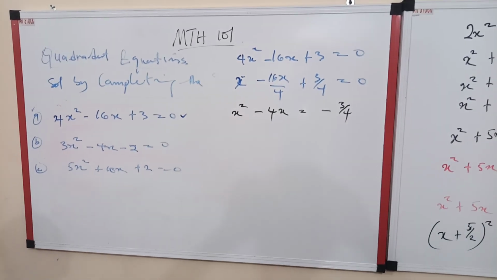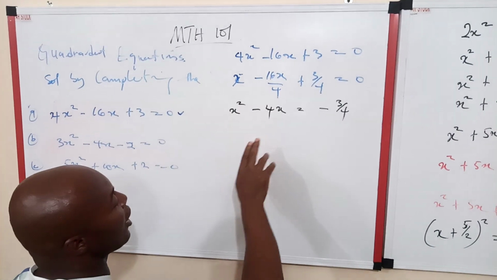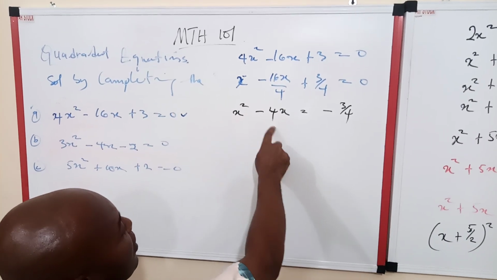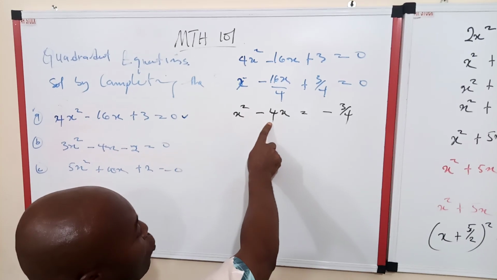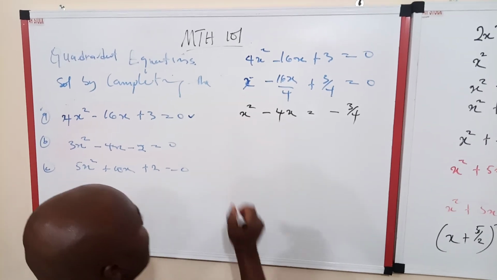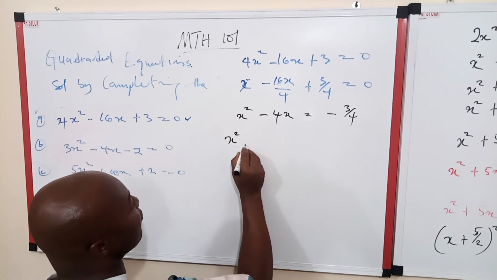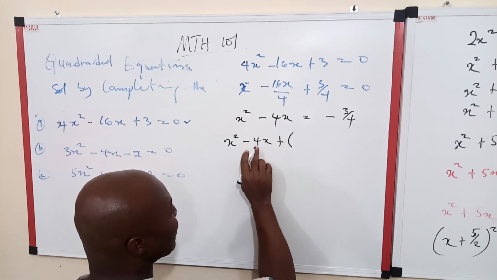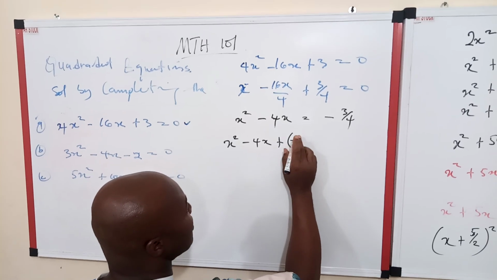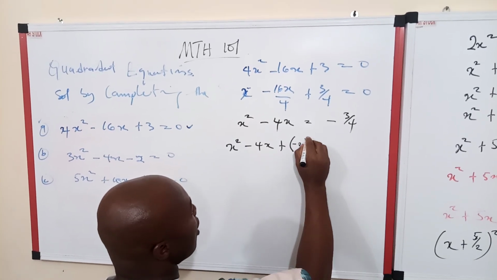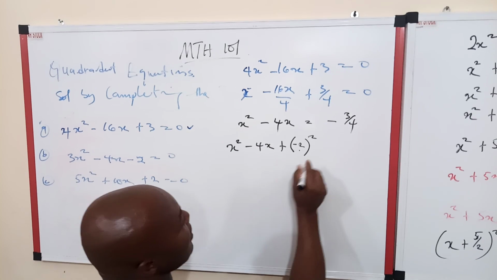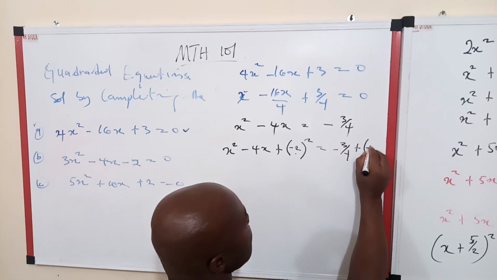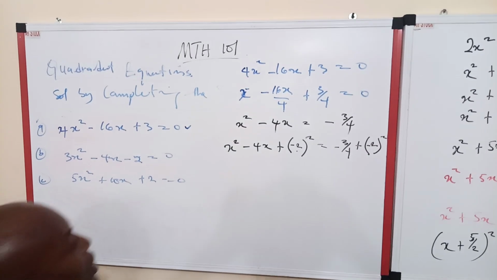Now reaching this point, what do we say? We said we have to take the square of half the coefficient of this. So half of this one is negative 2, then squaring it, add it to both sides. So what we are going to have is negative 4x, then add the square of half of it, which is negative 2 all squared. Add it to both sides, this is it. Then equal to negative 3 all over 4 plus negative 2 all squared. Add it to both sides.